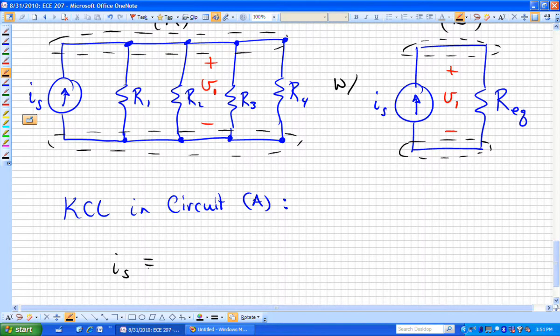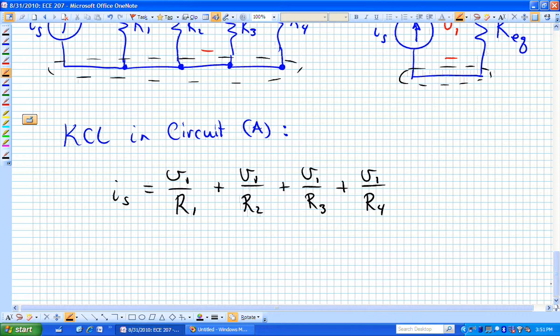The current going through R1 is V1 over R1. The current going through R sub 2, same voltage, different resistor. Current through R sub 3, V1 over R sub 3. And that's just the voltage-current relationship of a resistor, written in terms of solving for the current, plus V1 over R sub 4. Is it clear where that came from? Now let's pull out the common variable.